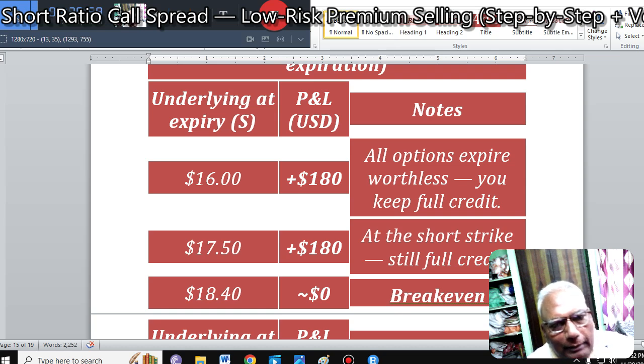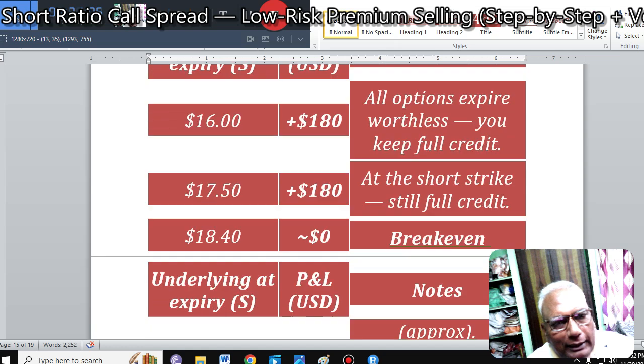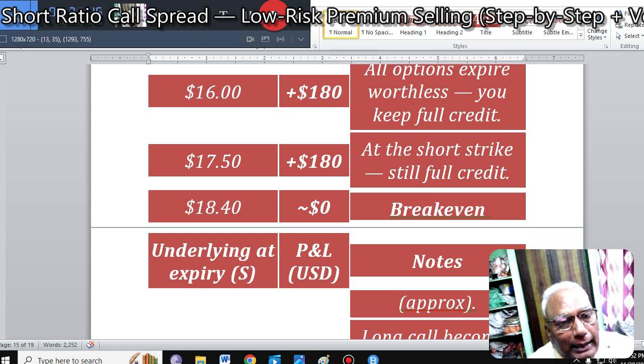$16.00: plus $180, all options expire worthless. You keep the full credit. $17.50: plus $180 at the short price, still the full credit. $18.40: 0, break even.